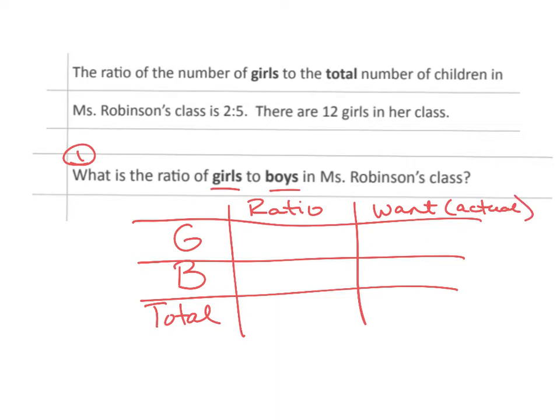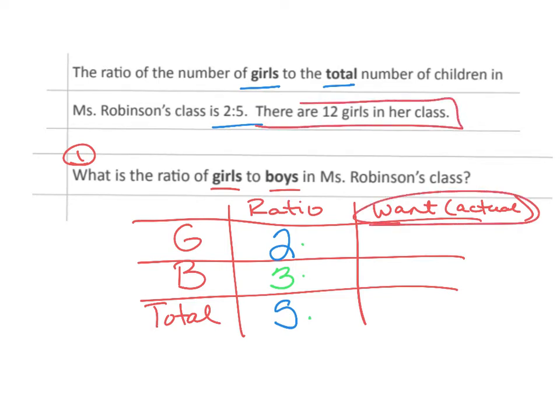So let's fill in what we know. Girls to the total is 2:5. So we have 2 girls to a total of 5. Well, if we have 2 girls and a total of 5, that means we have 3 boys. 2 girls plus 3 boys gives us 5 total. So then we're going to go to the actual. This is what I want. It is the actual. There are 12 girls in her class. So that's what I'm going to put here. 12 girls.